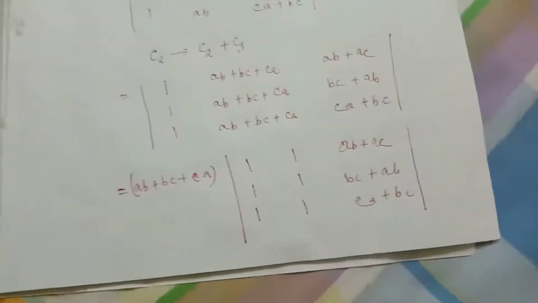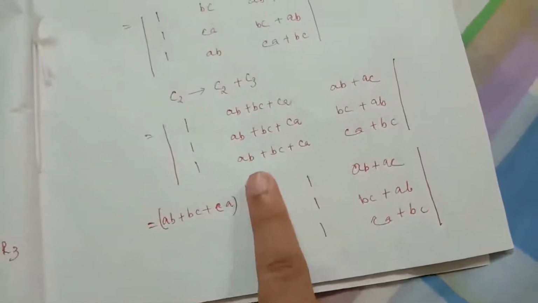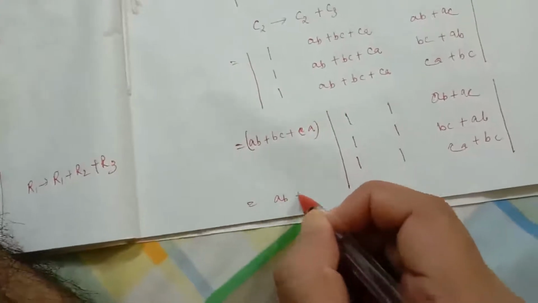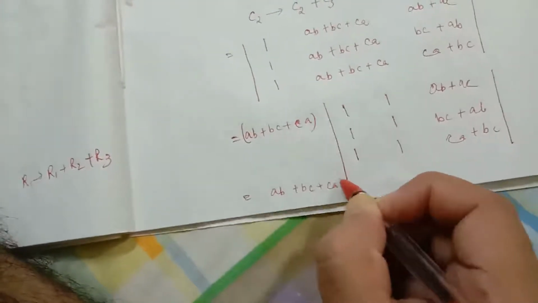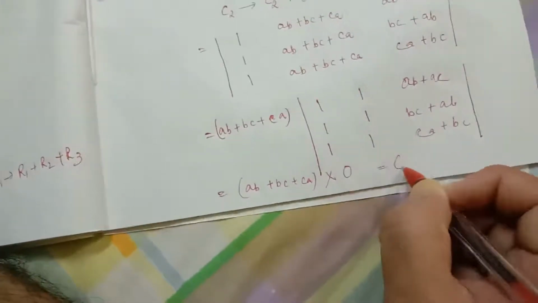Now you can see these two columns are identical, and if two columns are identical, the value of the determinant will be 0. So ultimately AB plus BC plus CA whole thing into the value of the determinant is 0, so it will be 0.